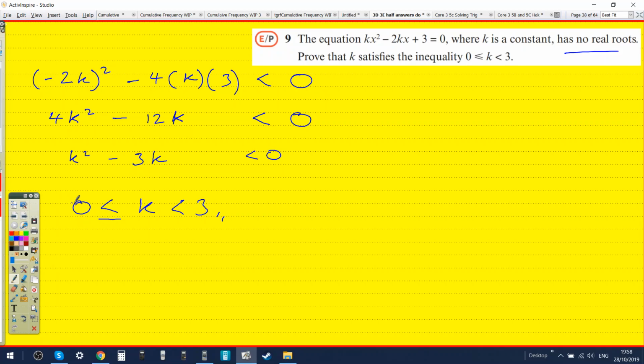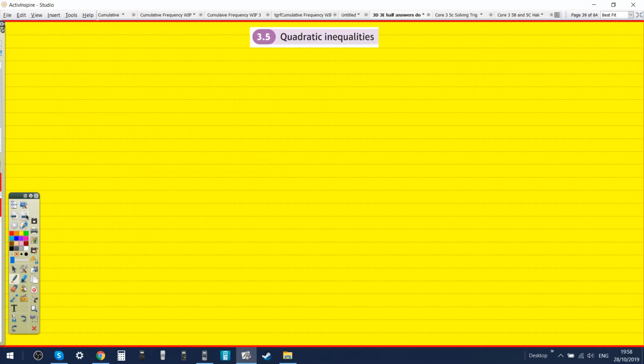Do you know what I would do? I would say 0 is less than k is less than 3, and then I'd look at this and say, oops, they had or equal to, so I'll just make it or equal to. Yeah. That's what I'd do there. Okay, quadratic inequalities. We got it all done. X a half or tick. I'd probably give it a tick.